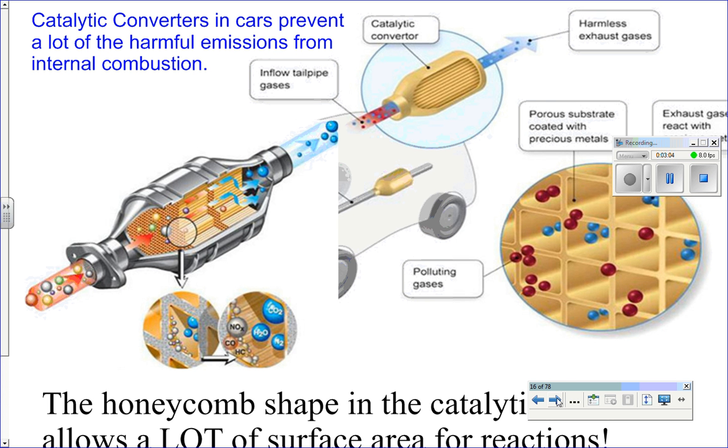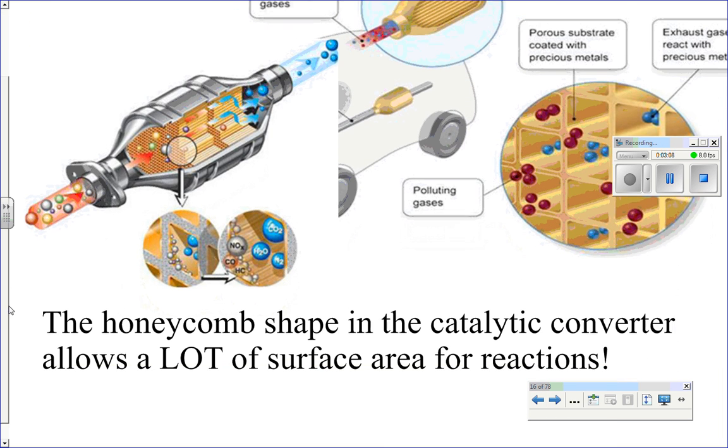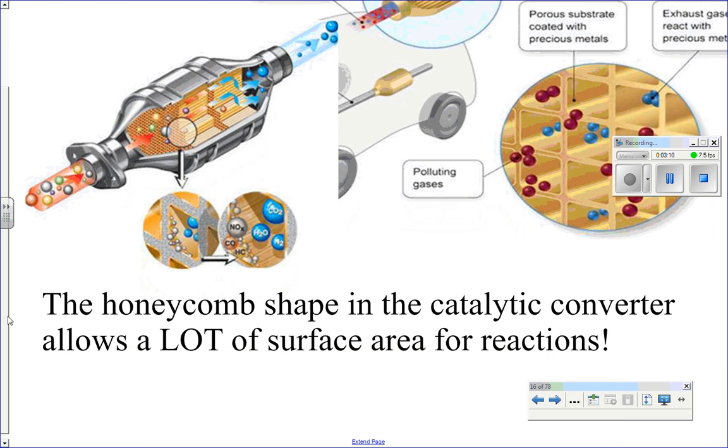There are a lot of different examples of catalysts in our day-to-day life. You have a catalytic converter in your car. This is a honeycomb surface, as you can see right here. On that honeycomb surface, it's a porous substance that allows reacting molecules to have a lot of surface area for reactions to occur.